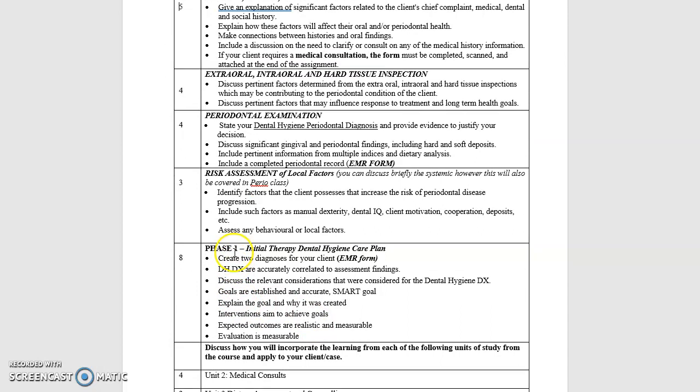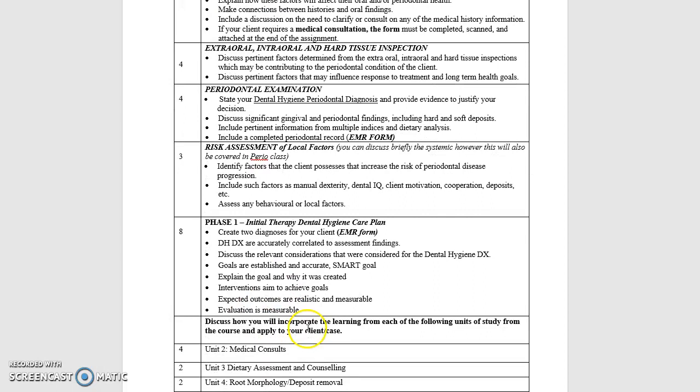Next is phase 1. So this is your care plan. So create a diagnosis on the EMR form and make sure that they're accurate. And then fill out a care plan. So that's out of 8. Goals, interventions, expected outcomes, and evaluation.